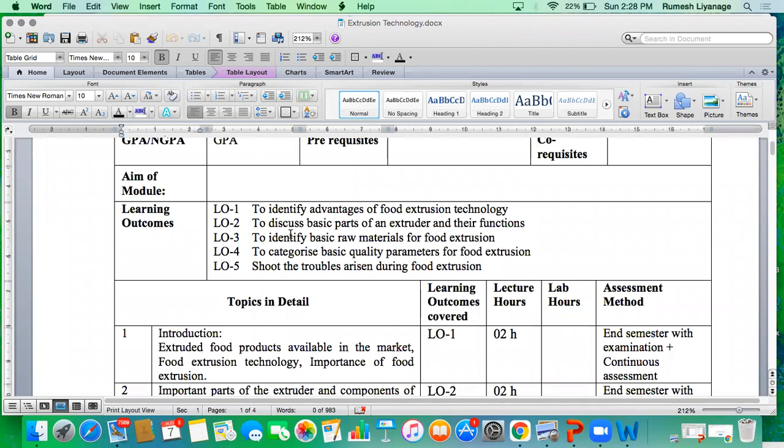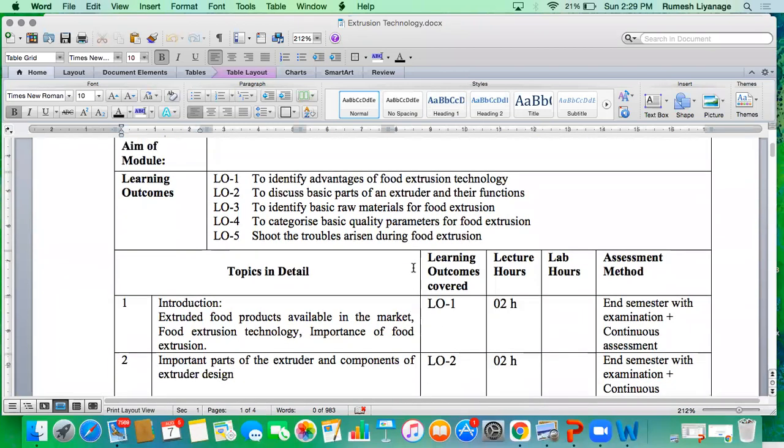So the learning outcomes: to identify advantages of food extrusion technology. Second, to discuss basic parts of an extruder and their functions. Third, to identify basic raw materials for food extrusion. Fourth, to categorize basic quality parameters for food extrusion. Fifth, to troubleshoot the problems arising during food extrusion. I think I have completed all the LOs.